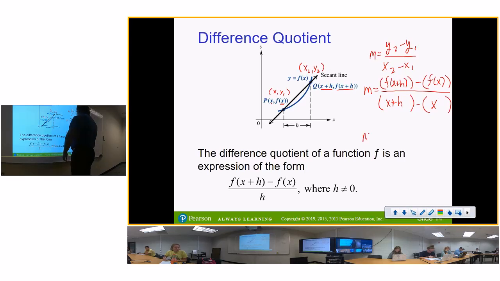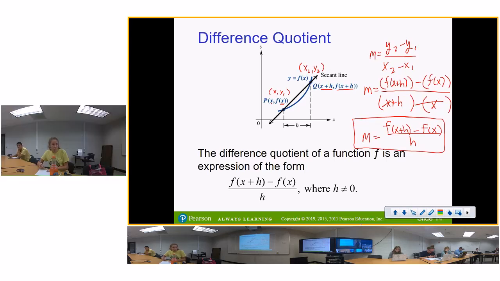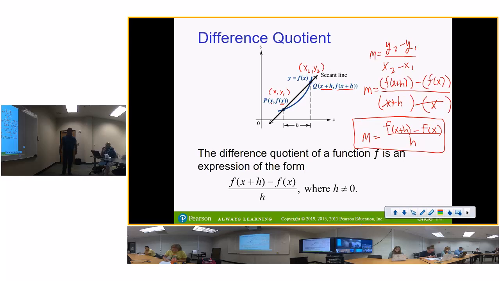m is equal to f of x plus h minus f of x, over x plus h minus x. And what happens to the x's here? So what is the difference quotient finding? The slope. So write down, equals the slope.